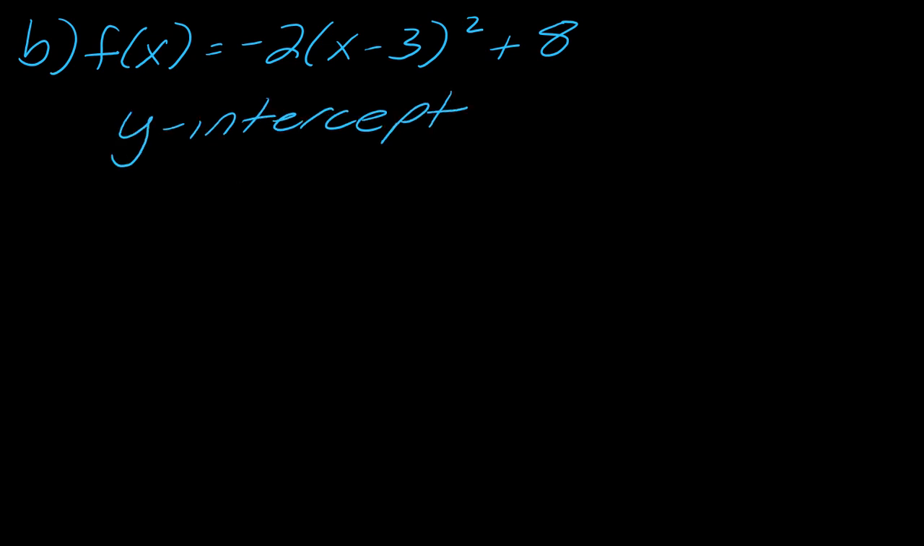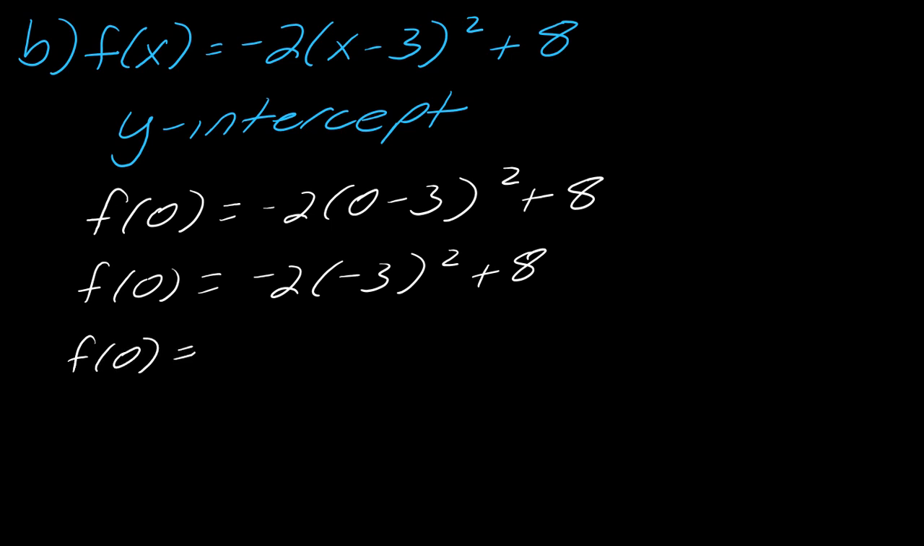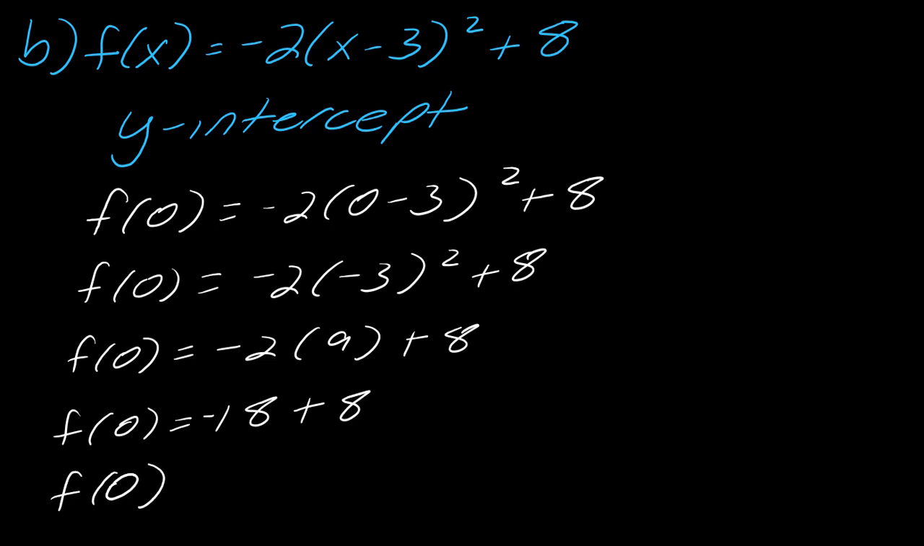And then your y-intercept, if you just want to plug in 0 to make sure you can get through this part, hit play when you're ready. So I'm going to plug in 0 into this. Following the order of operations, you just want to be careful here. So I get negative 2 times (negative 3) squared plus 8. So this is going to be negative 2 times 9 plus 8, which is negative 18 plus 8, so then this is going to be negative 10. So my y-intercept is going to be (0, -10) in this case. Okay, so now let's graph this guy.